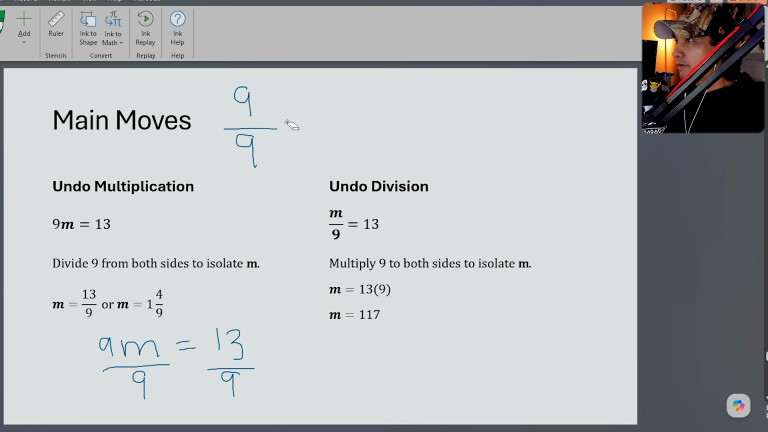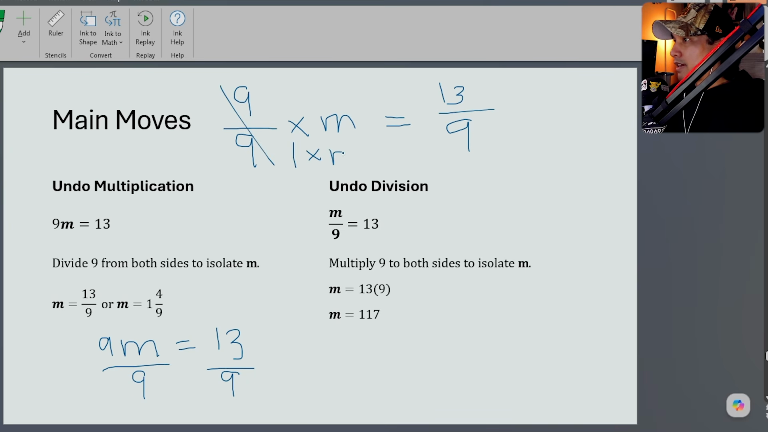I hate when it does that. It makes a star. And then times m equals 13 over 9, because what we do on this side, we must do on this side. 9 divided by 9. What is anything divided by itself equal? Well, that equals 1. So then we could cancel that out.